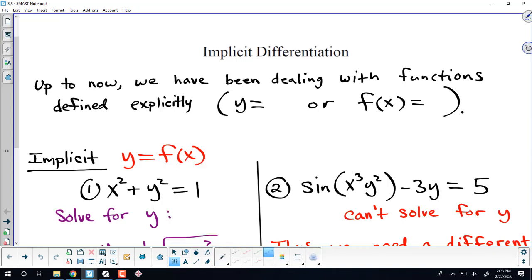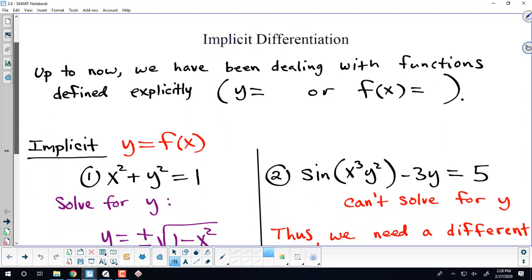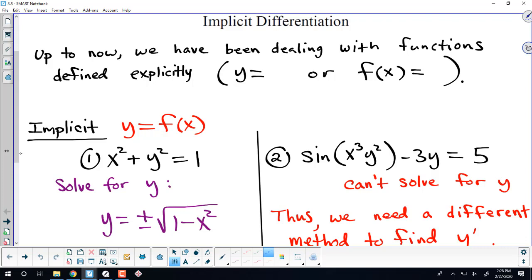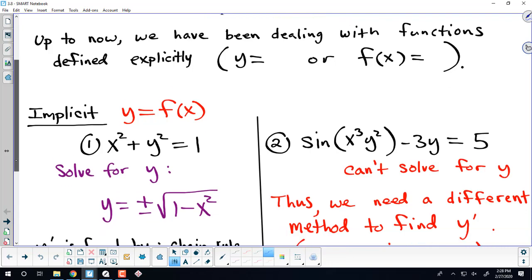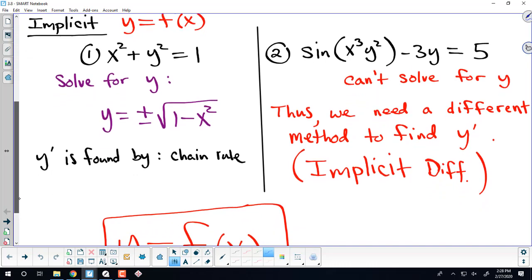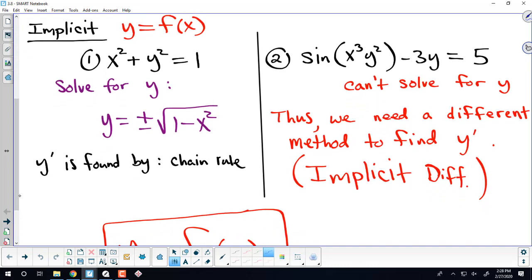So, section 3.8, we're going to look at implicit differentiation. You can think of what we've been doing up to now as explicit differentiation, because the functions have been explicitly solved for y. So we've explicitly looked at derivatives of y equals a function of x. Functions defined implicitly look like x squared plus y squared equals 1, or sine of x cubed y squared minus 3y equals 5.